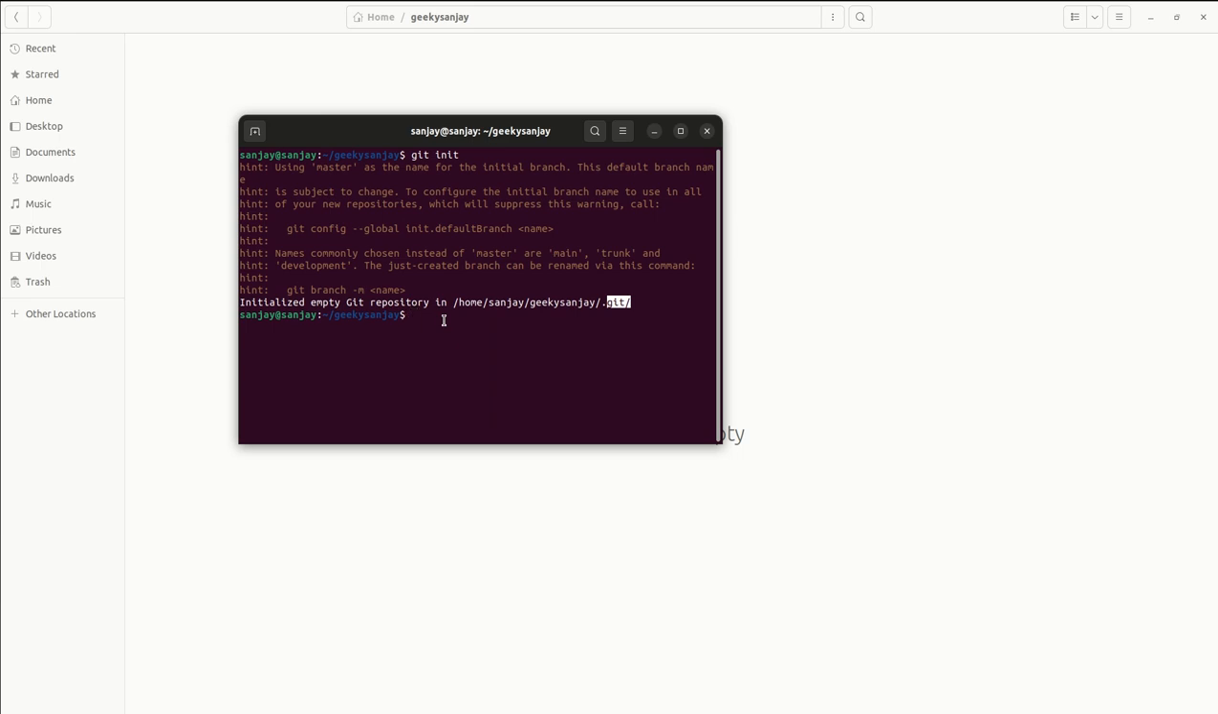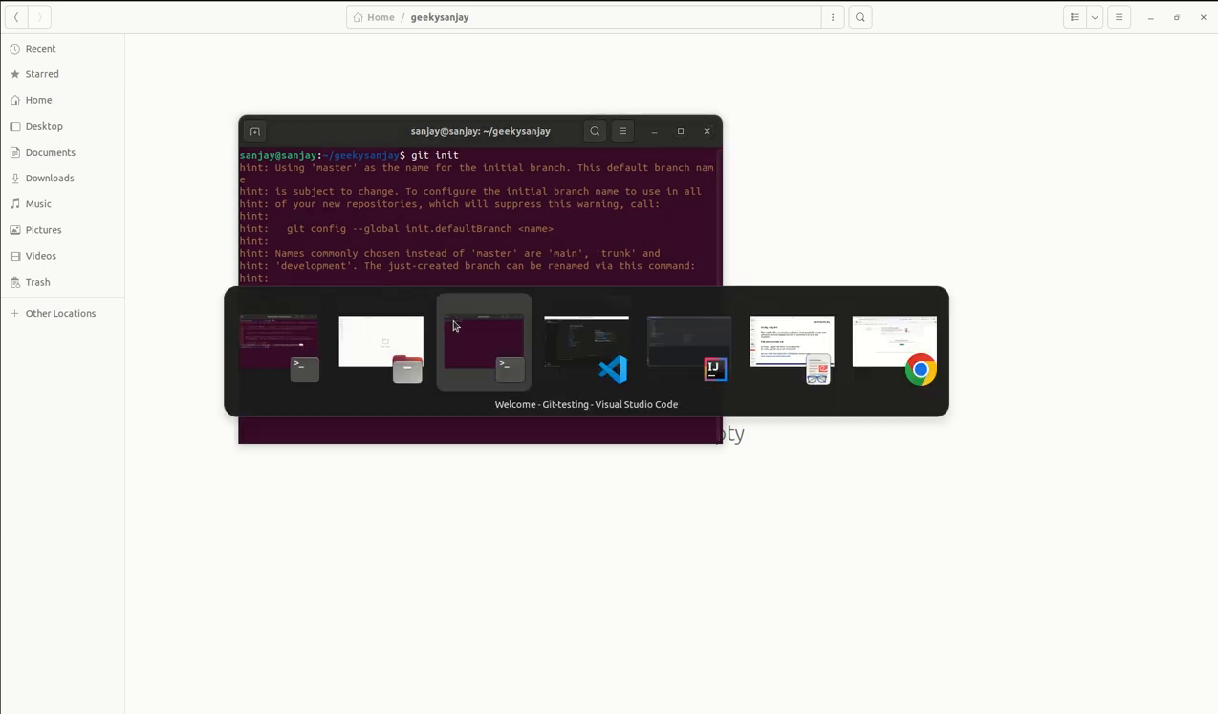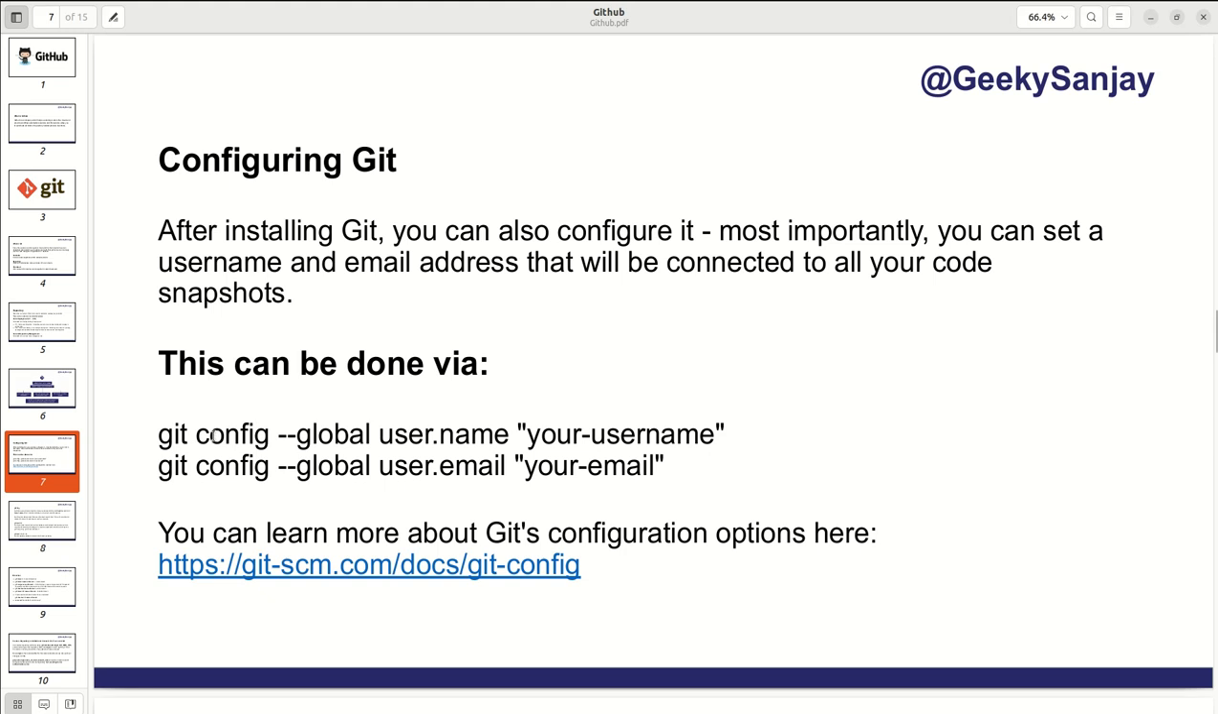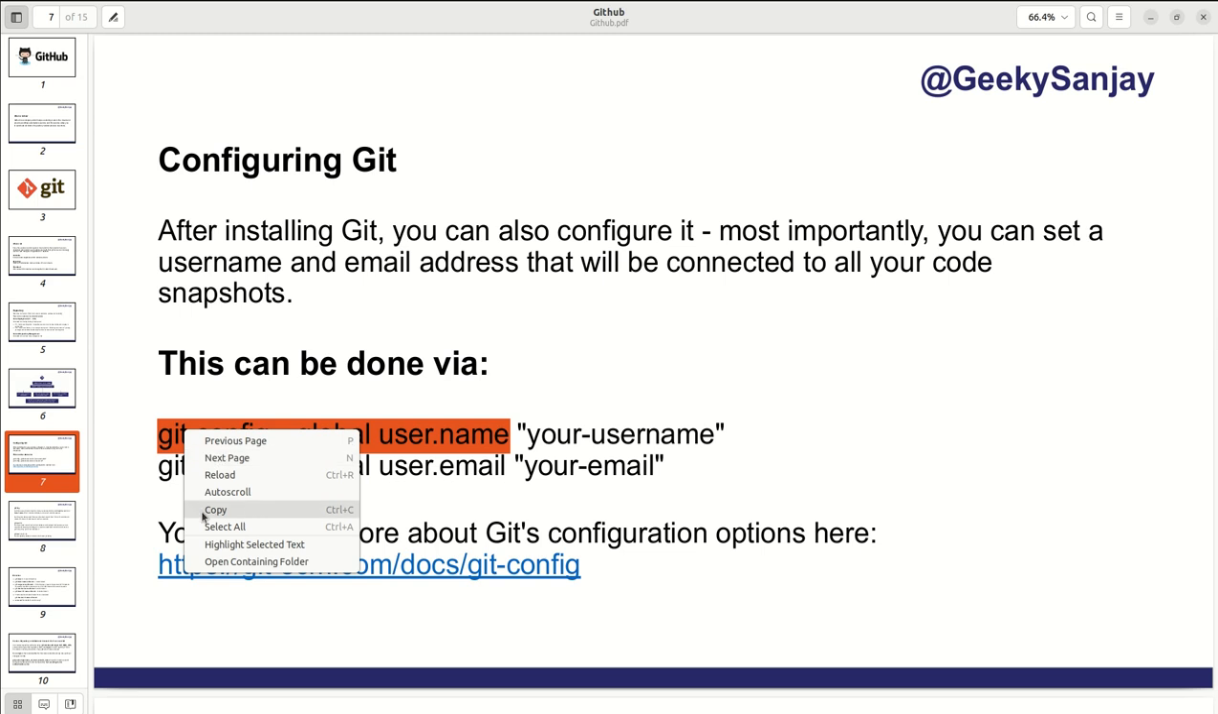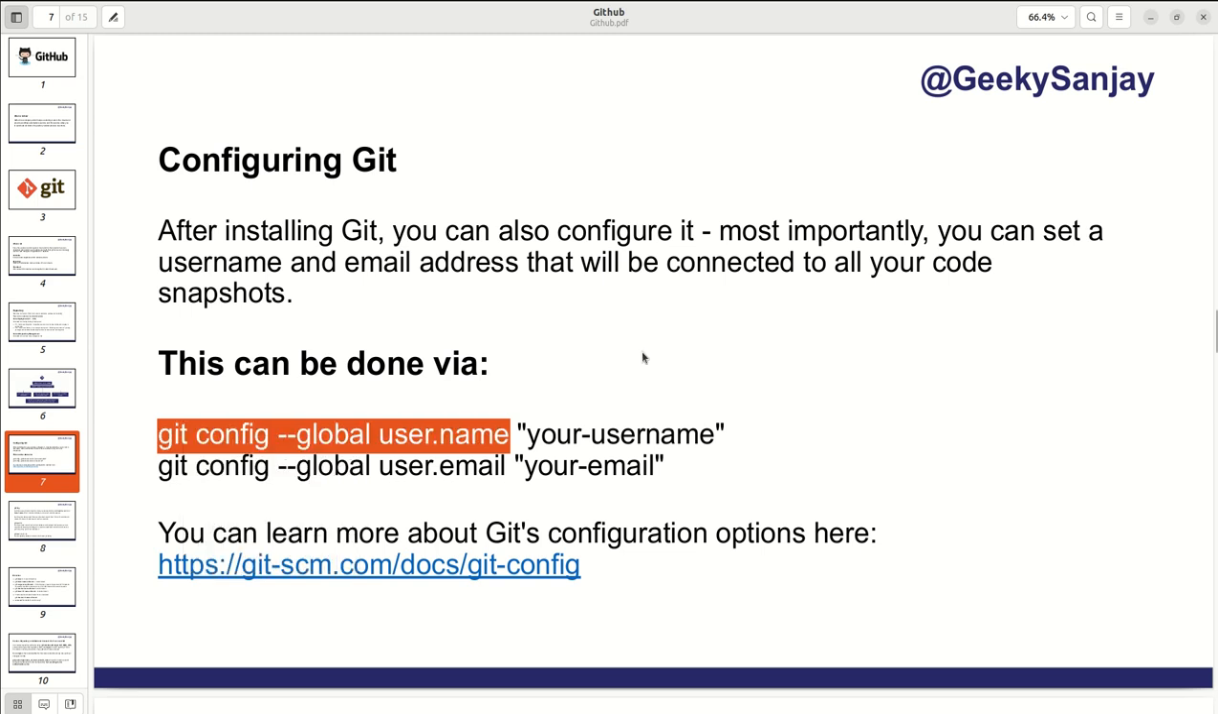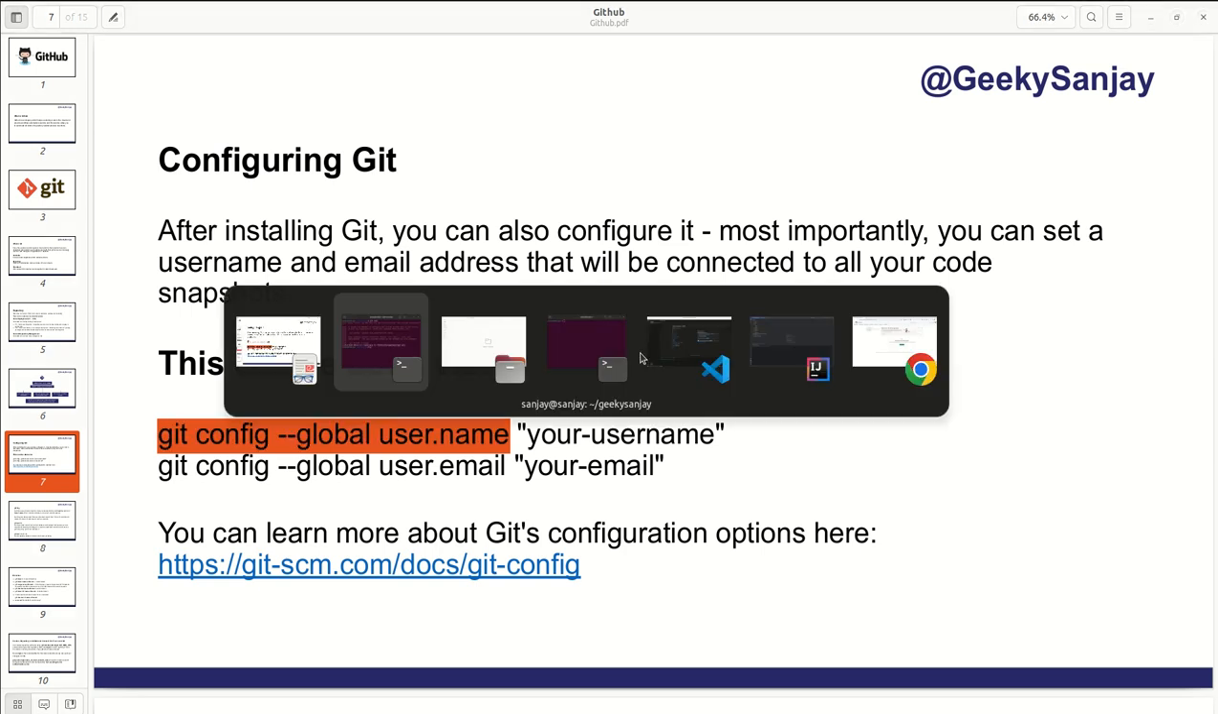So we just go back to our file and then we will see next, git config --global user.name, your username. So just simply copy this. I will share this note with you, don't worry. I will attach this PDF in the description of this video, so you can take all the commands. You don't have to remember them.